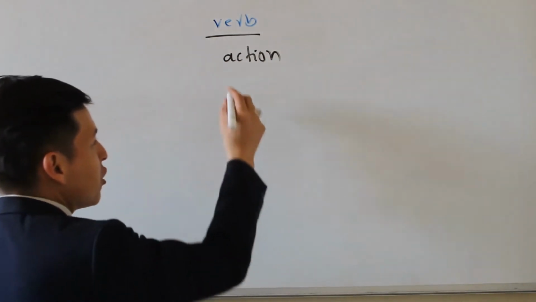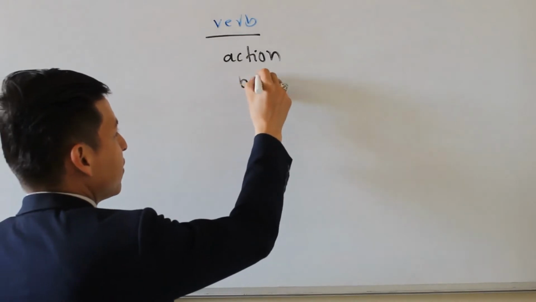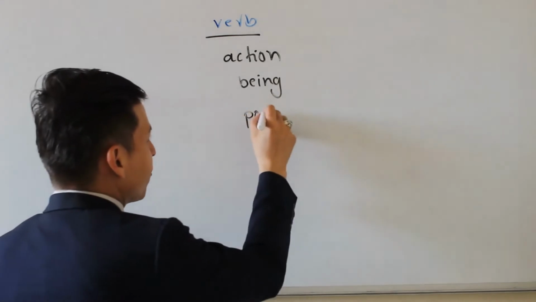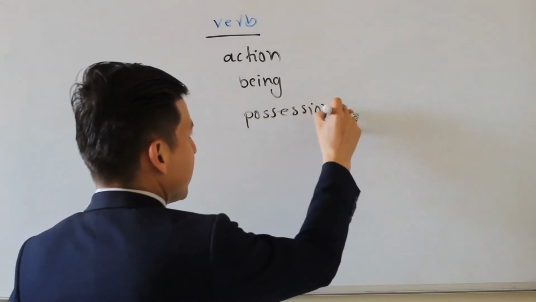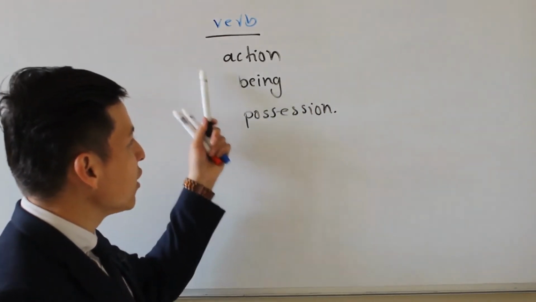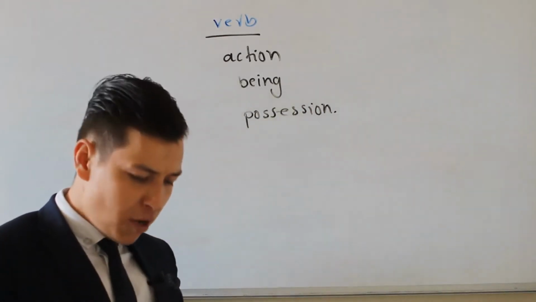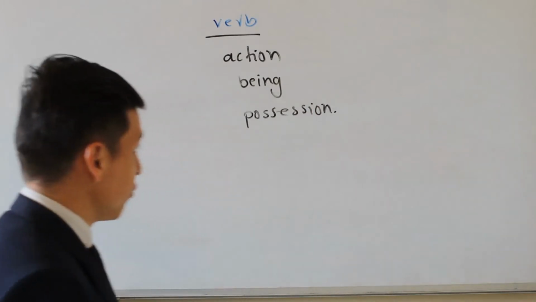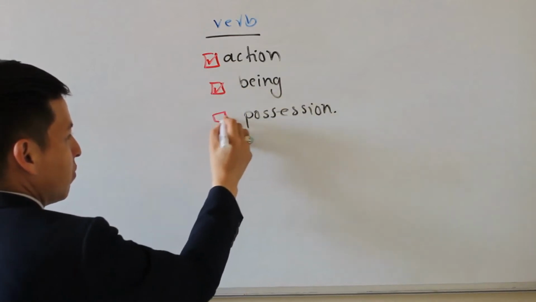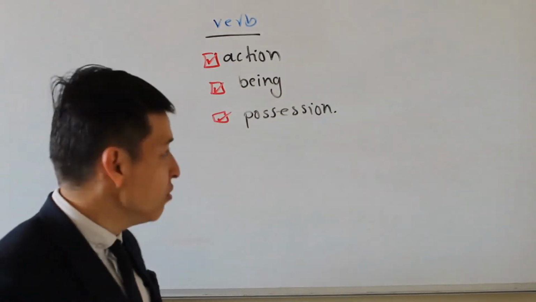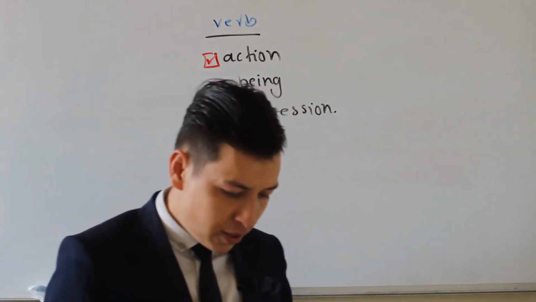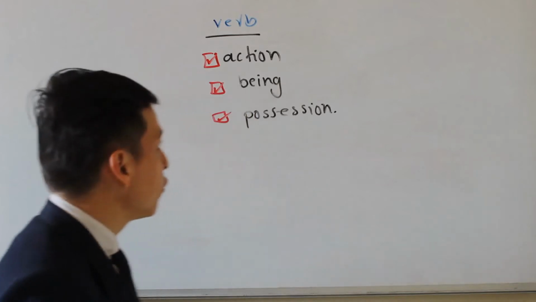The job of a verb is to show being, or to show position. It's not possession, it is position. It shows position, it shows being, it shows action. So the main job of a verb is exactly these three things. It shows an action, it shows being, and it shows position. So now let's talk about each of the dimensions of the verb.